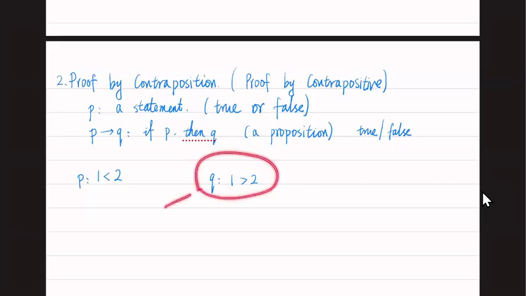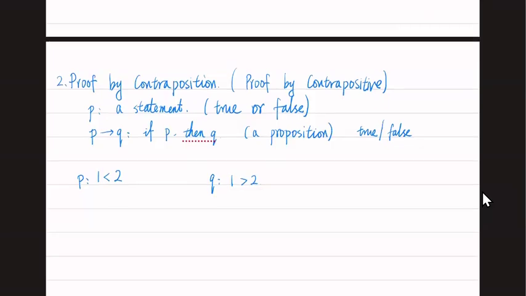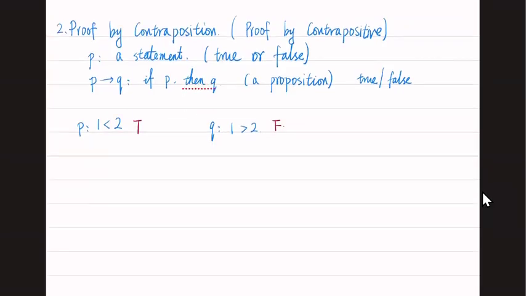Now have a second statement. This statement is true or false. False. So this statement, it has a value true or false. This one we know is true. This is false. Okay. Some propositions may be also true or false. Let's see some examples.